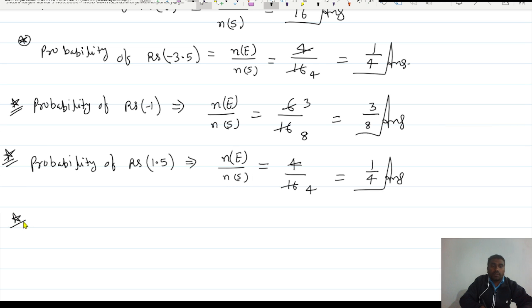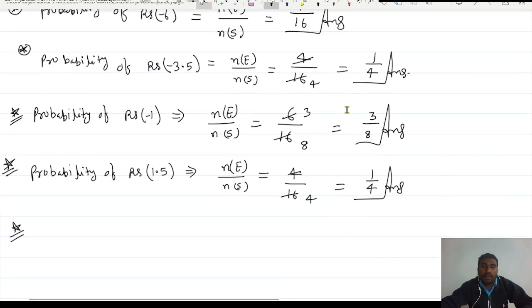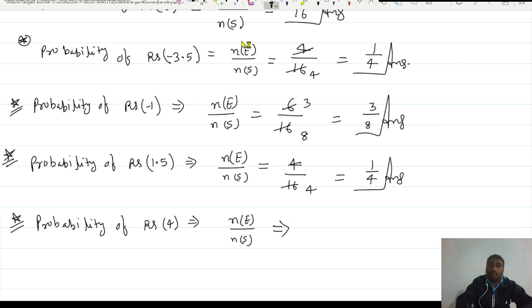The next case we have is a different amount, 4 rupees, the fifth case. So the probability of getting 4 rupees. See here, Ne upon Ns. How many cases are in favor of making this amount? Only one case, that is if all are showing head. So that is 1 upon 16. This is the answer, simple, 1 upon 16.